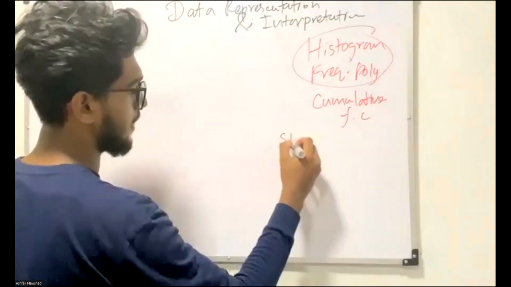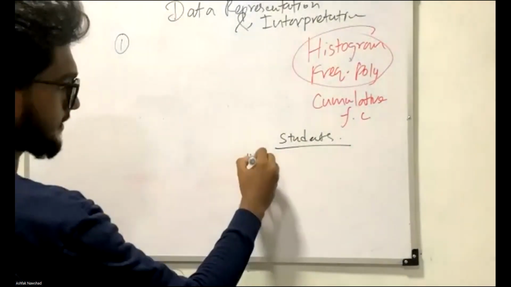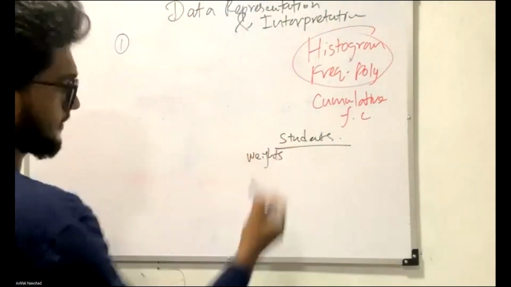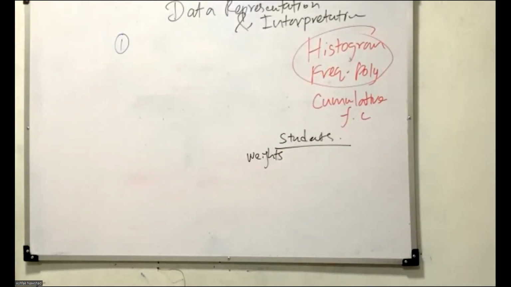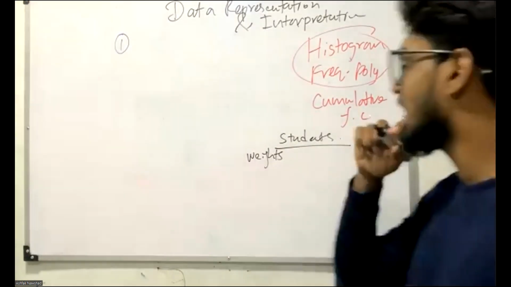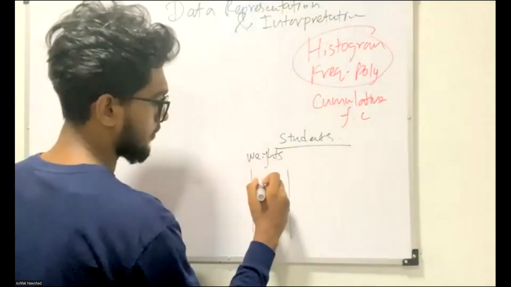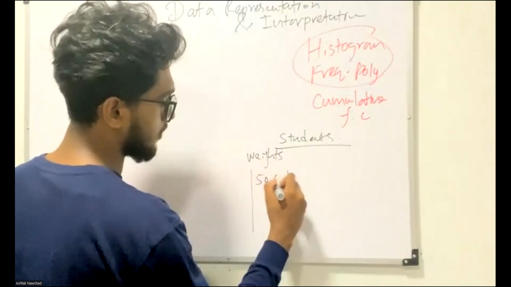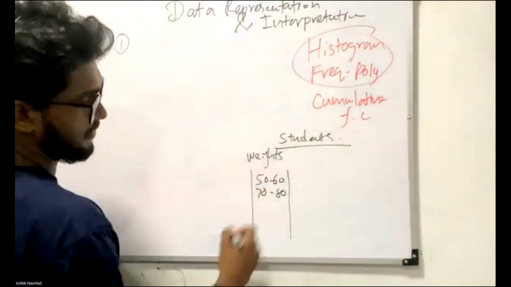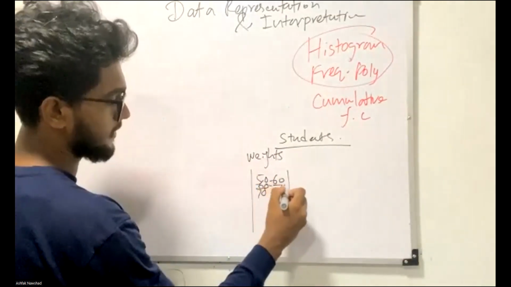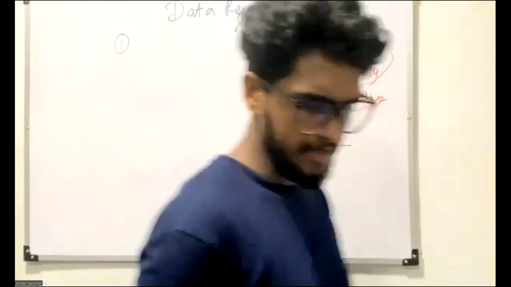Consider students in a class. Consider a set of students and their weights. There can be around 30 to 40 students in a class, and I can break their weights into ranges, like from 50 kilos to 60, and then 70 to 80, 60 to 70, likewise. So the ranges of their weights, those are the class intervals.